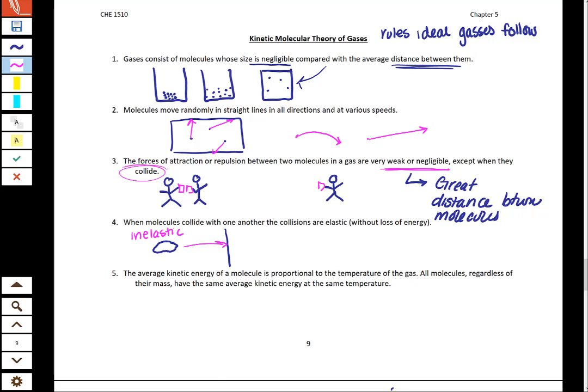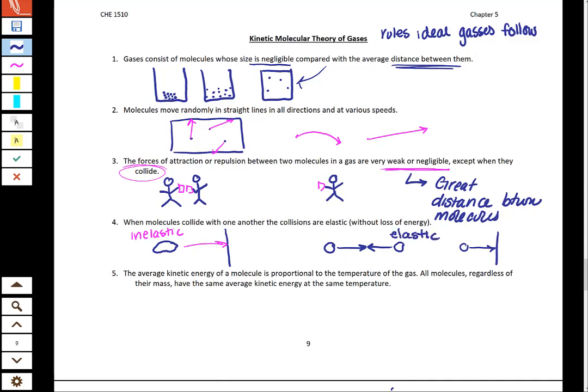Whereas an elastic collision would be if you have a ball and you have a ball and they hit each other and then they bounce right back. Right? Or maybe even better yet, you have a wall and you have a ball. The ball hits the wall and it bounces right back. Right? So that would be more of an elastic collision.